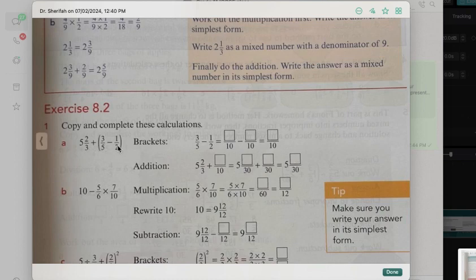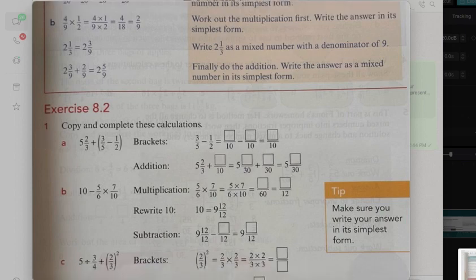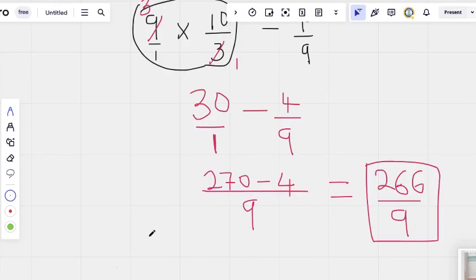Every other problem, you make an attempt. So if you have this 5 whole number 2 over 3 plus 3 over 5 minus 1 over 2. Let's write this and let's try and solve this. Okay, 5 whole number 2 over 3 plus 5 whole number. Question number 5.